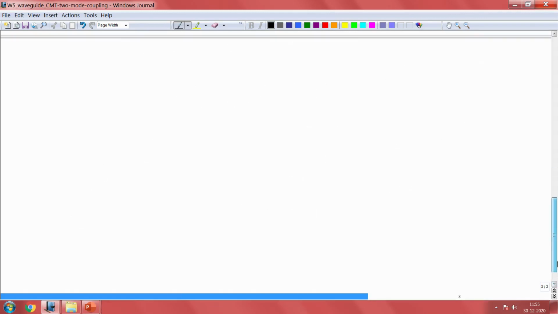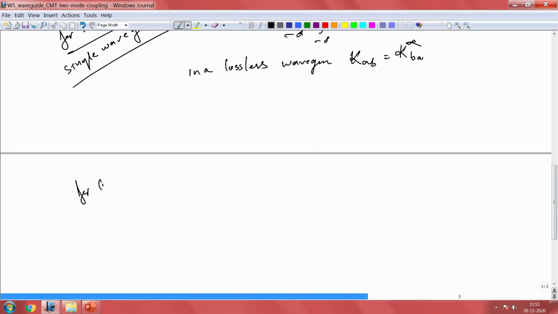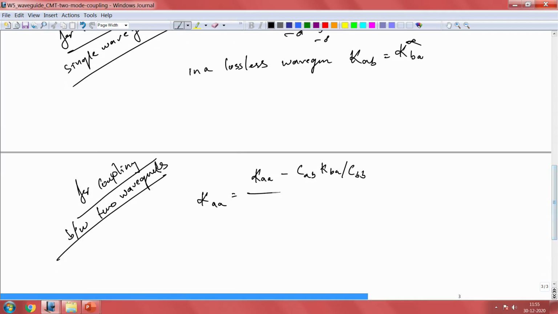So, this is where things get very interesting. You are talking about two different waveguides. So, for coupling between two waveguides, now that has something elaborate. There we have the self coupling factor, which is given by an elaborate expression: kappa AA minus CAB kappa BA by CBB, divided by 1 minus CAA CBA divided by CAA CBB.